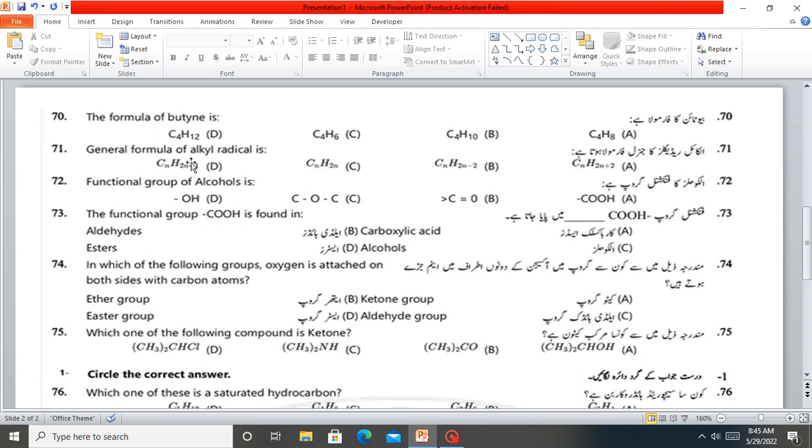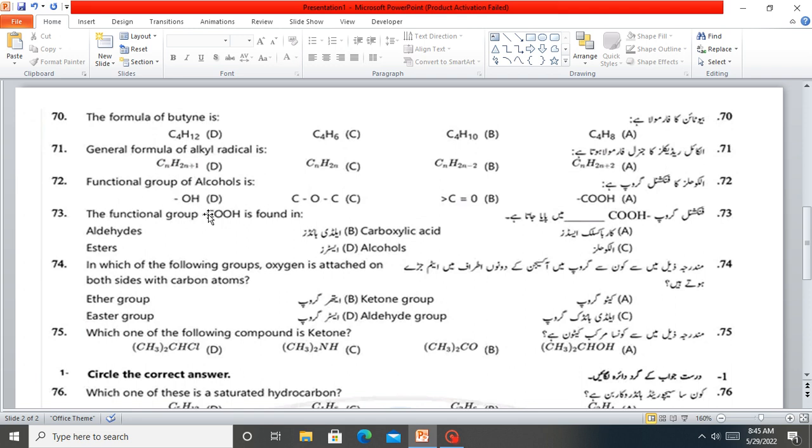The general formula of alkyl radical is? So radicals, these ones are what I said earlier. When they lose 1 hydrogen, they tend to assume a radical state, and they are named alkyls. So alkanes have the general formula CnH2n plus 2. When they lose one hydrogen, they become CnH2n plus 1. So this is the general formula for all alkyl radicals. So the answer is D. The functional group of alcohol is OH. So the answer is D for this one.